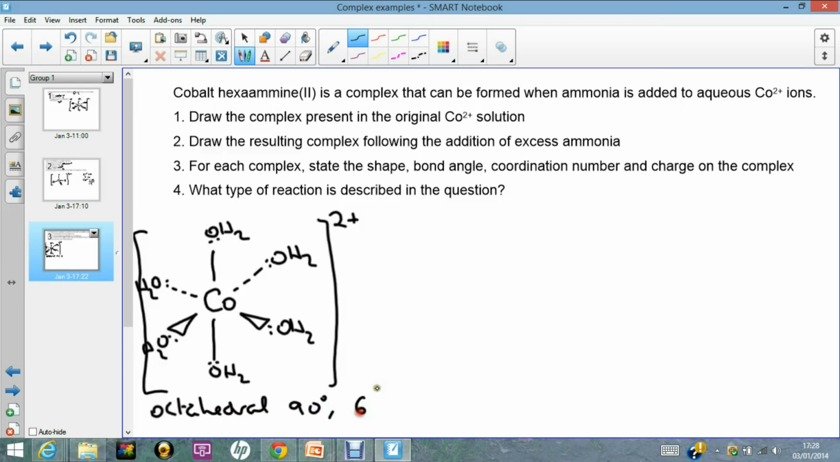Coordination number is 6. Okay, after I've added ammonia to it, I'm going to form cobalt hexa, so 6, amine. Amine is of course ammonia. So 6 ammonia ligands. So I'm going to start again. Cobalt, if it's 6 coordinate, will be octahedral. And it's got 6 ammonia ligands. So I'm just going to add them around it like this.